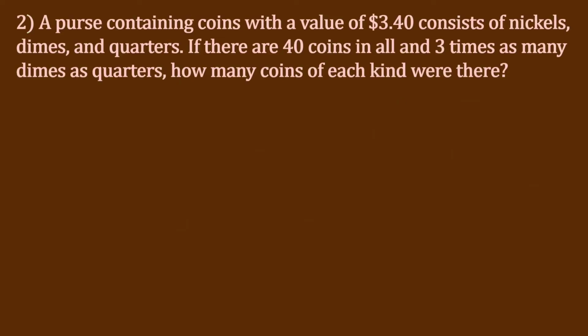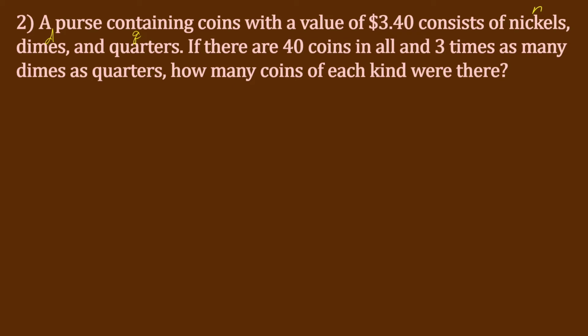Okay, number 2. A purse containing coins with a value of $3.40 consists of nickels, dimes, and quarters. If there are 40 coins in all and 3 times as many dimes as quarters, how many coins of each kind were there? So analyzing this problem, we can see that there are 3 kinds of coins: nickels, dimes, and quarters. So we can assign letters like N for nickel, D for dimes, and Q for quarters. Okay? Now, in the second sentence, it tells us that there are 40 coins in all.